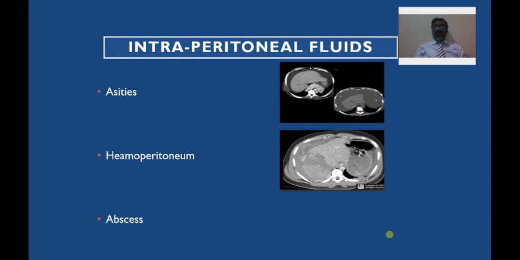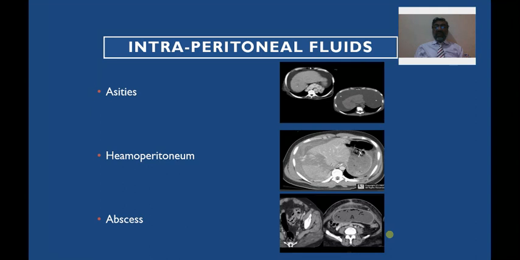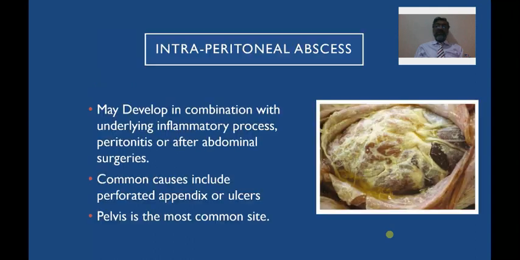And the third variety is pus or abscess. This is presence of pus inside the peritoneal cavity, and the difference of this abscess from the other two varieties of fluid is that there will be septation inside this fluid. As you know, this computerized picture is showing various areas of radiopaque and a mixture of radiopaque and radiolucent areas.